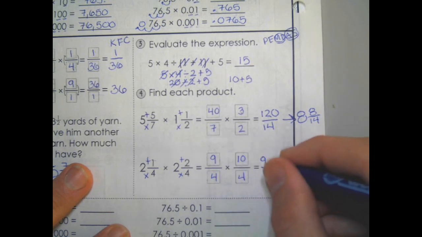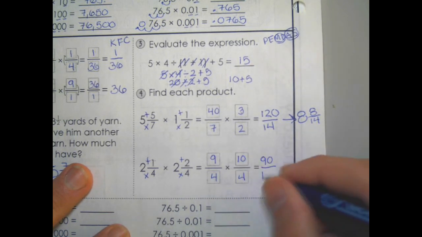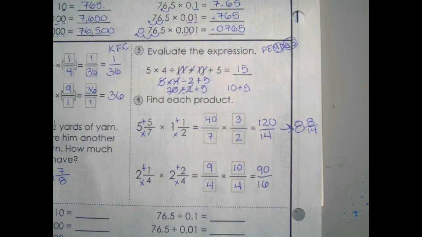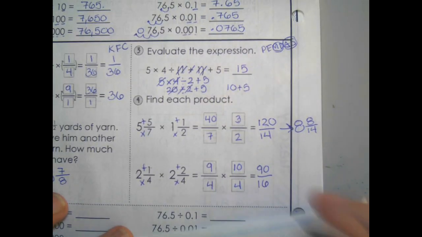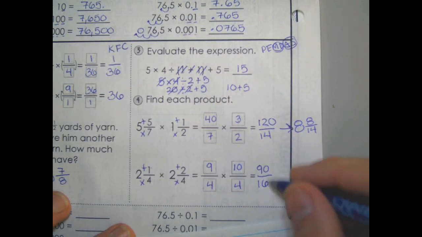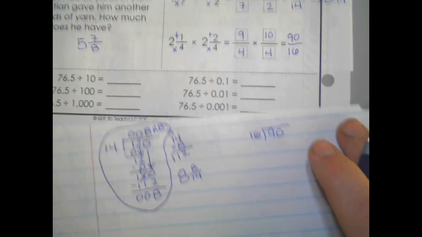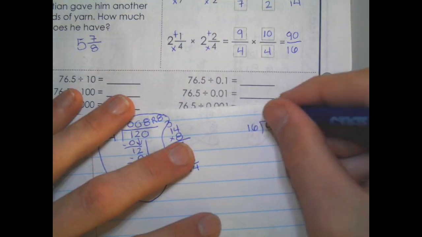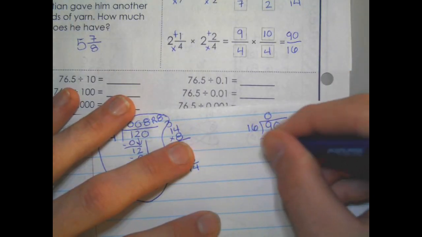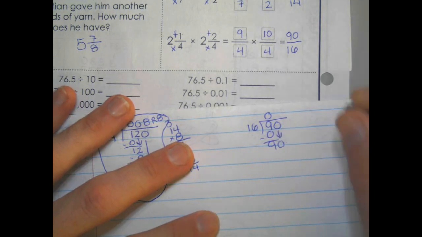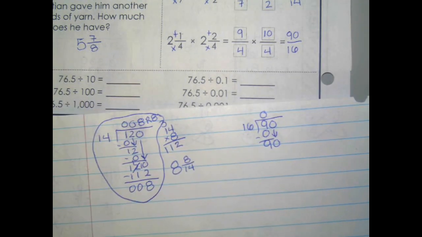9 times 10 is 90, and 4 times 4 is 16. Okay, so if I'm going to take this 90 over 16, I'm going to have to divide that. So 90 divided by 16. 16 cannot go into 9. I'm going to say 16 can go into 90.